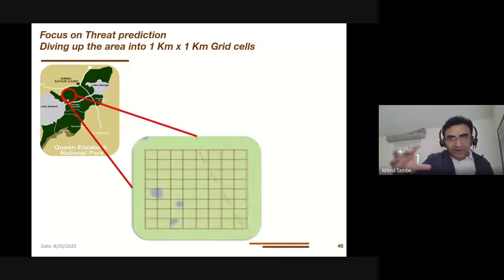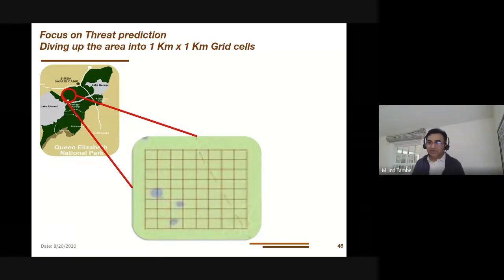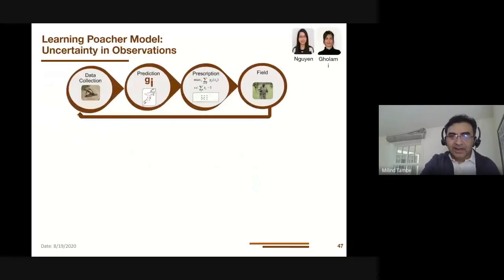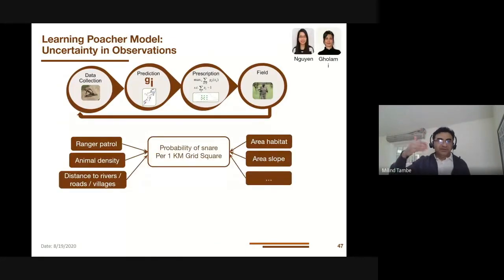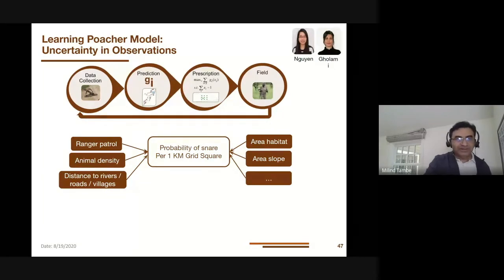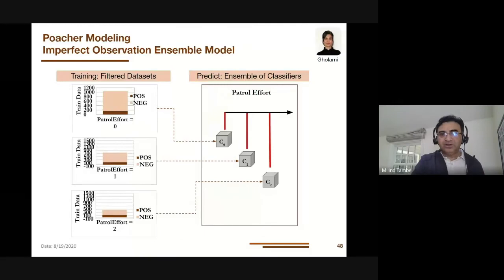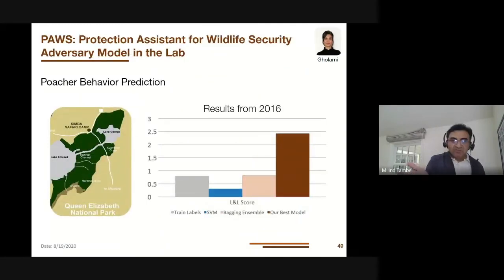So we divide the park into 1 kilometer by 1 kilometer grid squares. We have past poaching data, and we are trying to predict where the rangers should be sent. So we have data on distance to rivers and roads for each grid cell, area habitat, slope of the land, and things like that. And we are trying to predict the probability of finding a snare. There's some complication here that I'm going to skip over as to how we created the machine learning model. We made predictions based on past data and said, well, our model works great in the lab, but that's not enough. We've got to go in the field and check how the model actually works.